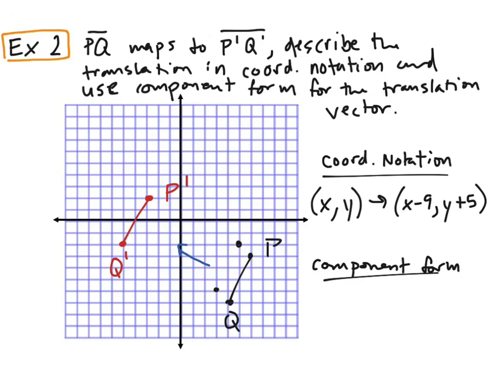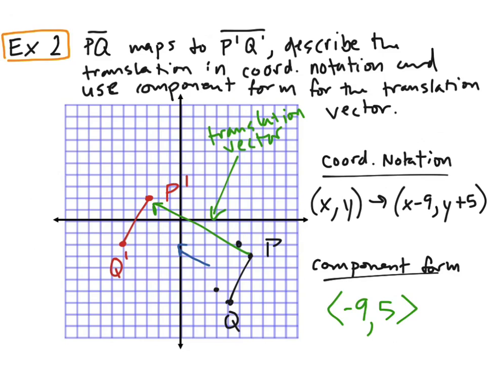That was really easy. Now component form, remember, so the vector would be like this. It moves there. This is the translation vector in green. We write that by doing the components. The x is how much you move left, and we already decided that it was negative 9 because we moved left 9. And then up 5. So that's the component form of this vector.